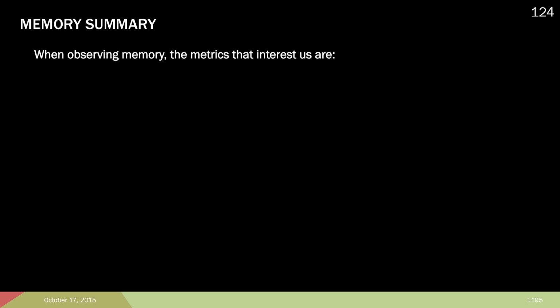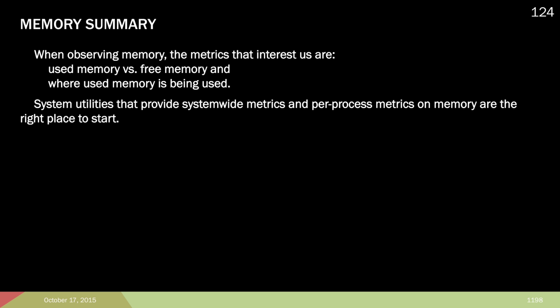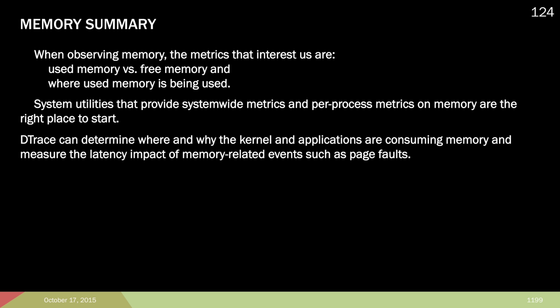Memory. When observing memory, the metrics of interest are used memory versus free memory, and where used memory is being used. System utilities that provide system-wide metrics and per-process metrics on memory are the right place to start. DTrace can determine where and why the kernel and applications are consuming memory and measure the latency impact of memory-related events, such as page faults.